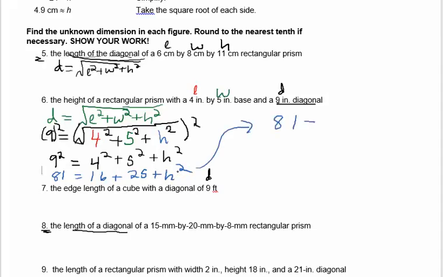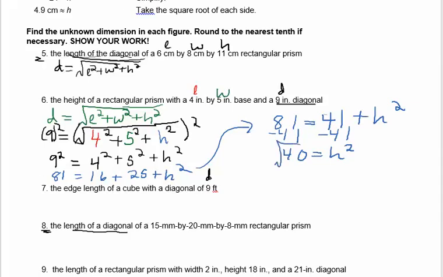So 81 would equal, let's see, that's 41 plus H squared. And then we'll subtract 41 from both sides. And 81 minus 41 is 40. Now let's look back and see how they wanted us to leave our answer. It says round to the nearest tenth if necessary.